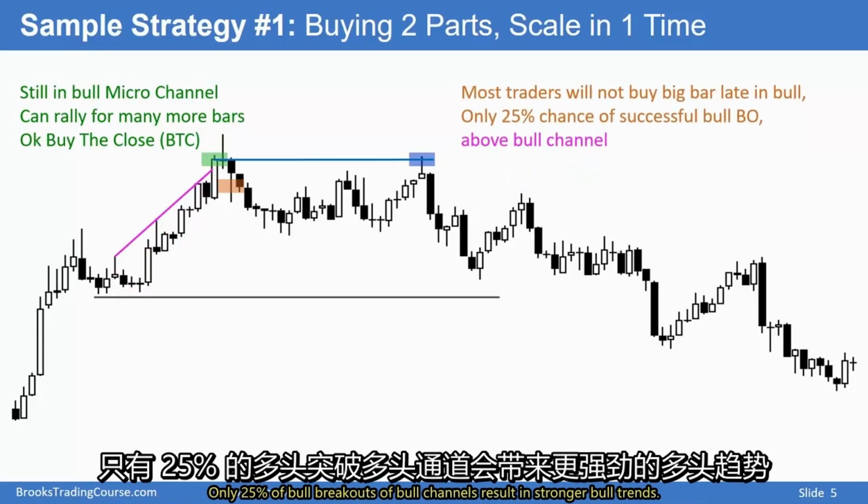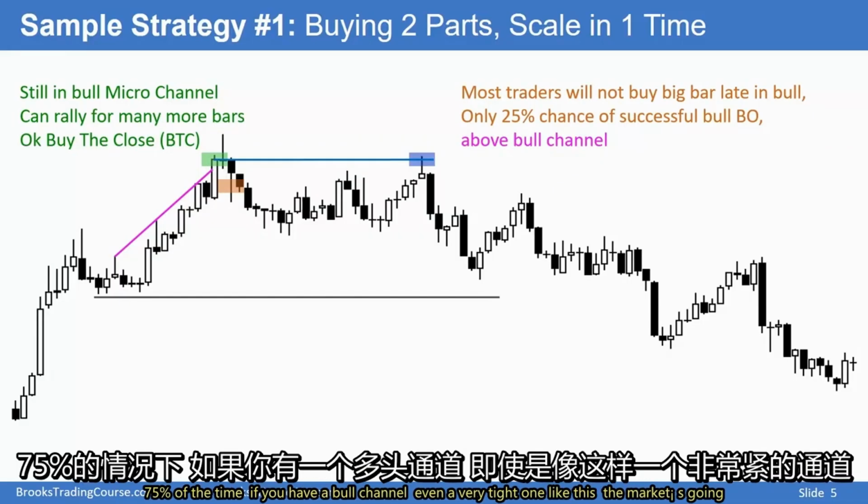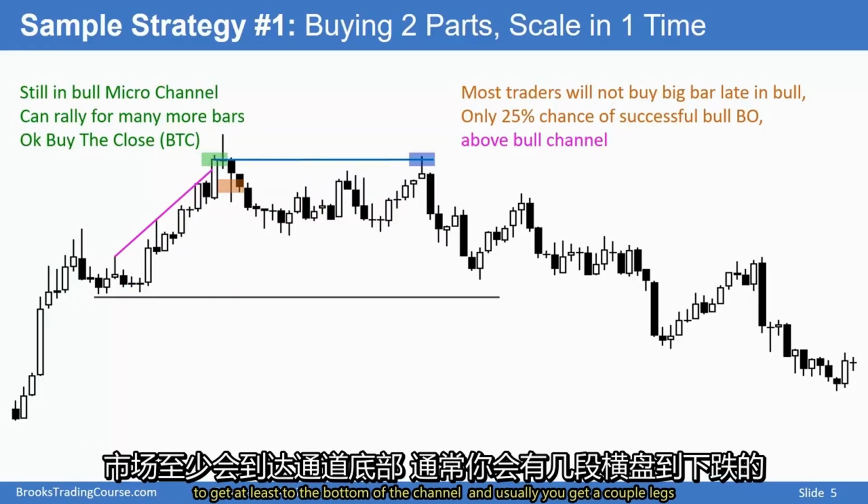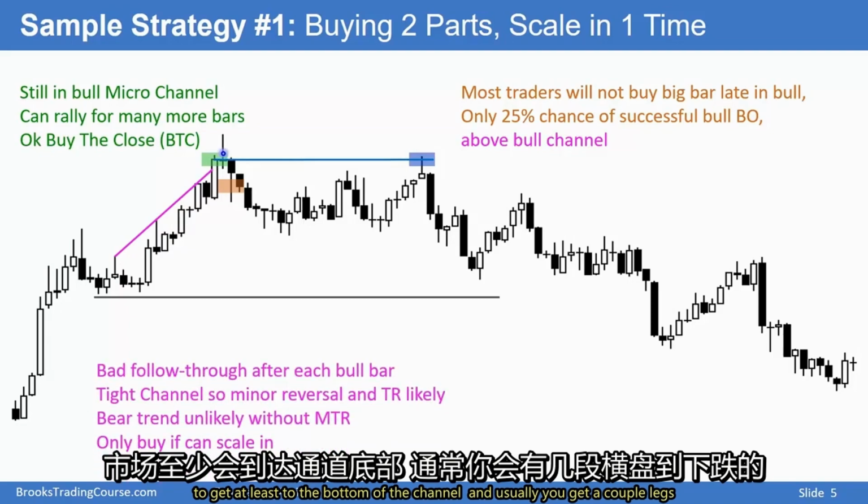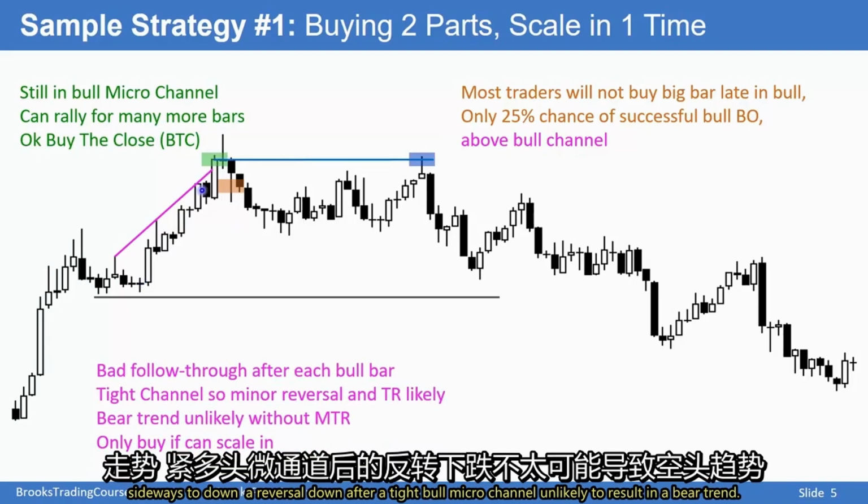Only 25% of bull breakouts of bull channels result in stronger bull trends. 75% of the time, if you have a bull channel, even a very tight one like this, the market's going to get at least to the bottom of the channel. And usually you get a couple legs sideways to down. A reversal down after a tight bull microchannel is unlikely to result in a bear trend.